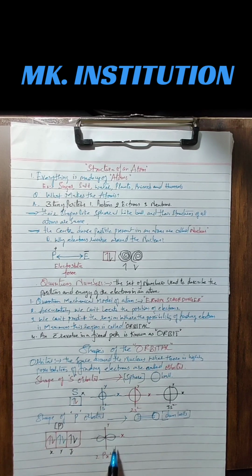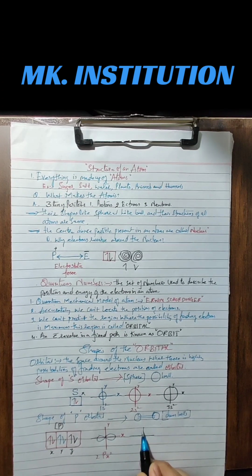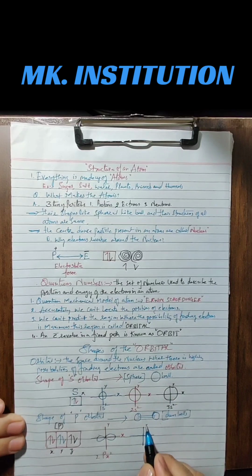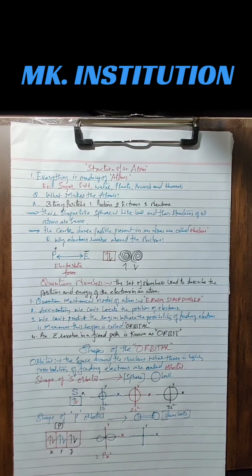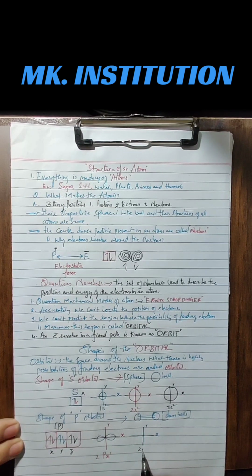In the p orbital, the electrons are revolving like this, on the first one, x. 2 electrons, 1 and 2, are moving like this. The next one. The y-axis and x-axis: now x is over. Now the y, 2py. This is 2px, this is 2py.